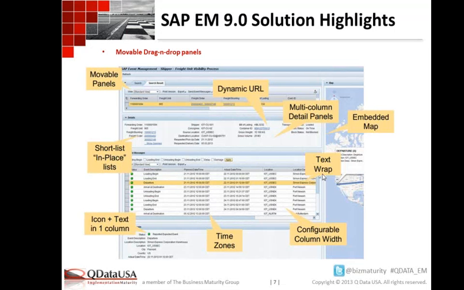Let's go through some of those. So the movable panels, we've spoken about that. We talk about a short list, in-place lists. On the left-hand side, we've got, for example, freight order. You can see two freight orders, and then there's a show overview. Let me just highlight this. So this is where I'm at right now.